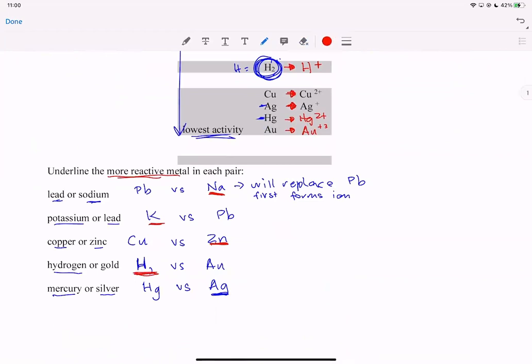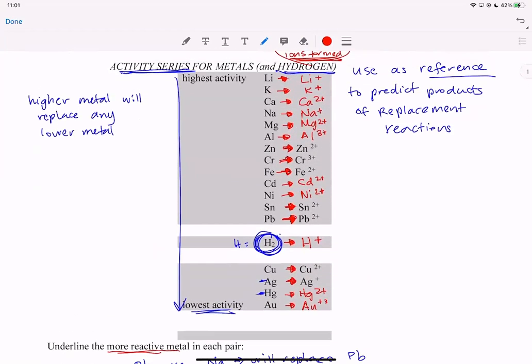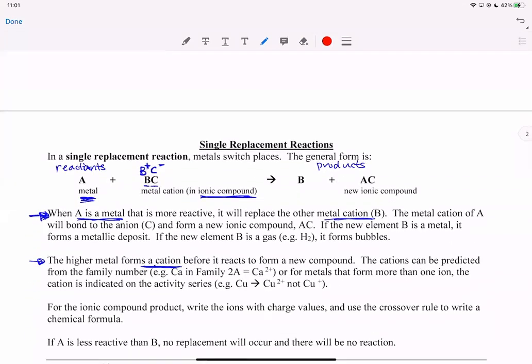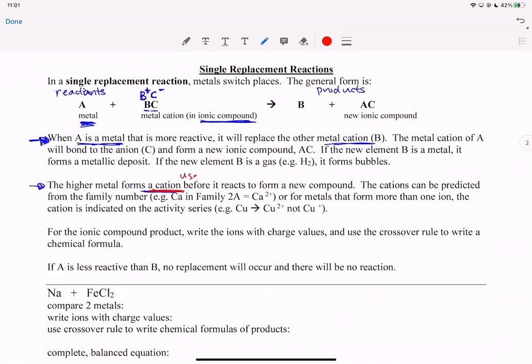So when you are using the activity series, you use it to figure out the more reactive metal, which is higher, and then you also use it to figure out what ion is formed. And so you have all that filled in now. Okay, so the higher metal will form a cation. You still use the activity series to predict that. And it will form the cation, the positive charge, and then form the ionic compound.